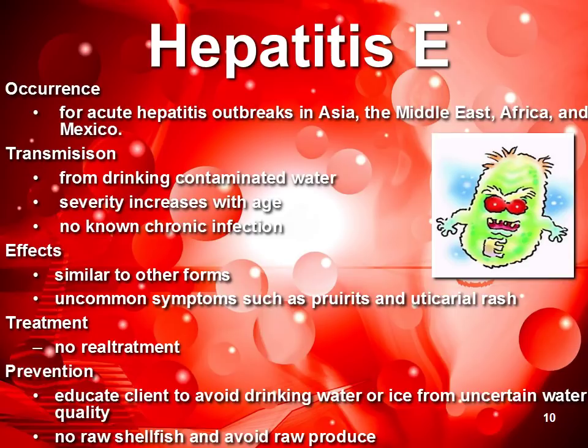To help prevent Hep E infection, educate the client to avoid drinking water or beverages with ice in areas with uncertain water quality. They should also refrain from eating raw shellfish and avoid raw produce unless they prepared it with purified water. E is for environmental, and you get it from the water in the environment.